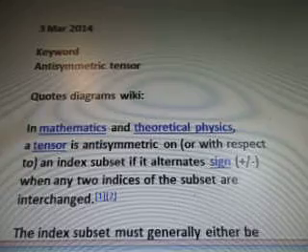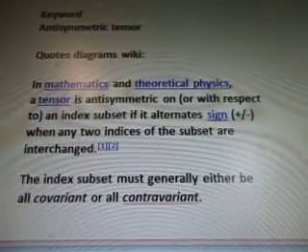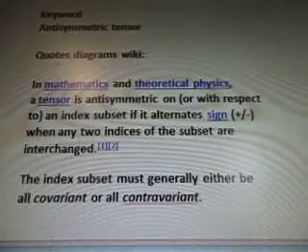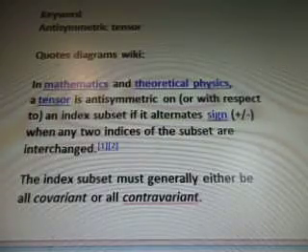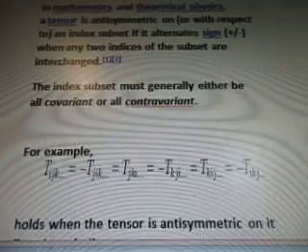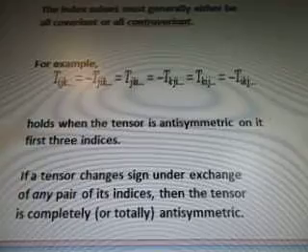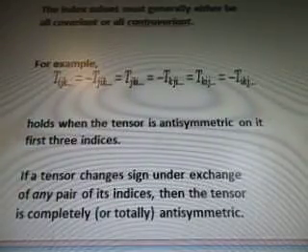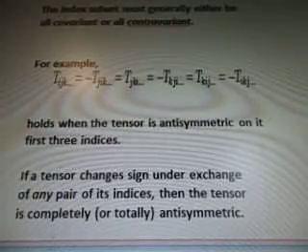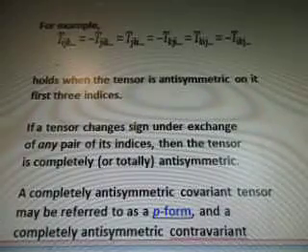In mathematics and in theoretical physics, a tensor is antisymmetric with respect to an index subset if it alternates sign, plus and minus, when any two indices of the subset are interchanged. The index subset must generally either be all covariant or all contravariant. For example, T_ijk equals minus T_jik, and then it goes on. This holds when the tensor is antisymmetric on its first three indices.